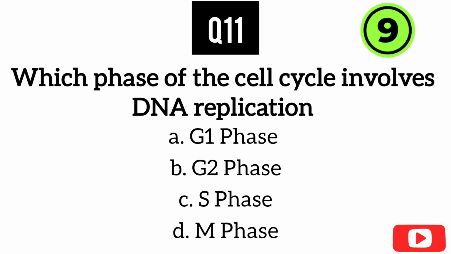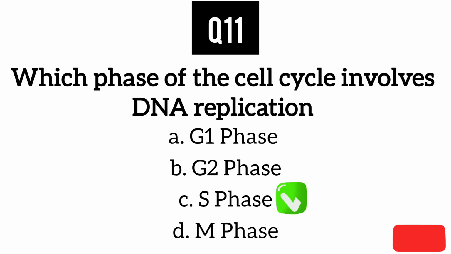Question 11. Which phase of the cell cycle involves DNA replication? A. G1 phase, B. G2 phase, C. S phase, D. M phase. So the correct answer is S phase. DNA replication happens in the synthesis, S phase, before mitosis begins.